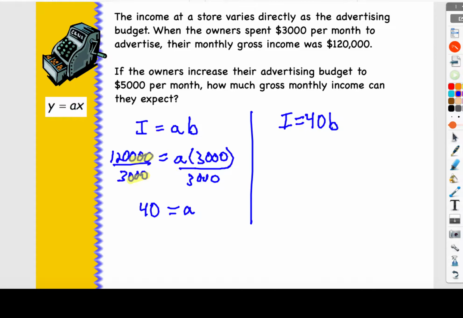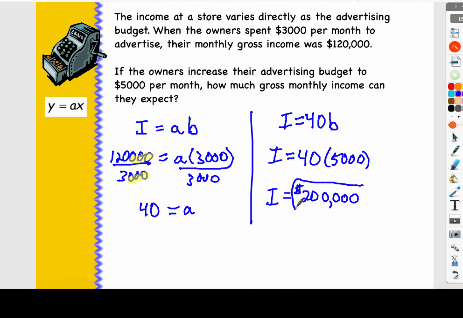If the owner increases their ad budget to $5,000 a month, how much income should we expect? Well, the income should be equal to 40 times the budget, 40 times 5,000. Oops, one too many zeros there. And the income should be equal to, well, 4 times 5 is 20. We've got 4 different zeros going on, so another 1, 2, 3, 4. I would say that we should expect an income of $200,000, right?